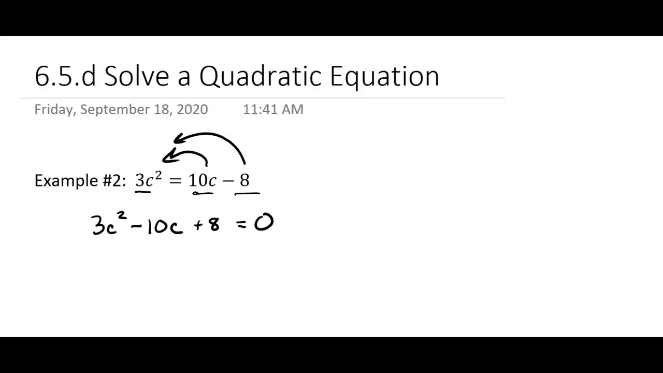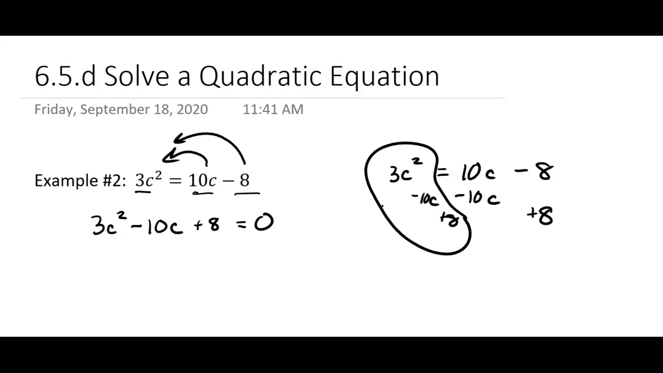Now, if you're having a little trouble with that, you could write it out. Here's the original equation. You could say I'm subtracting 10c from both sides, and then I'm adding 8 to both sides. And so you get this part, which is what we have over here. And then on the right-hand side, we just have 0. So that's how it's working. You can take a little more time with that, but you'll get used to that eventually.